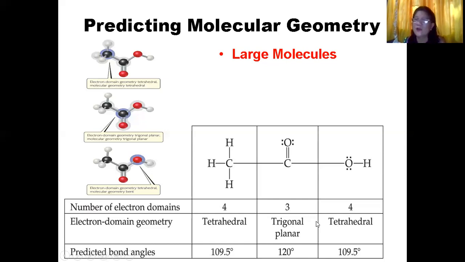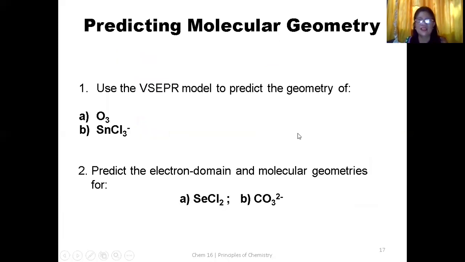So, that is how you are going to predict for a large molecule. Because this is already a large molecule. Kanina tanan. So, you are going to divide it by segment. So, the first segment, second segment, and the third segment. Okay, so this will be your assignment.